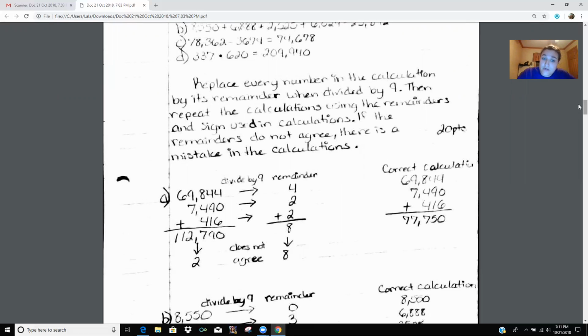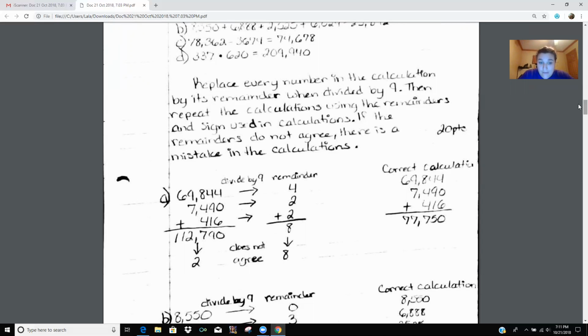So 7,490 divided by 9 is a remainder of 2. 416 divided by 9 is a remainder of 2 again. Since the problem is an addition problem, you're going to add the remainders too. So 4 plus 2 plus 2 gives you 8. And once you divide 9 into 8, it's just a remainder of 8.